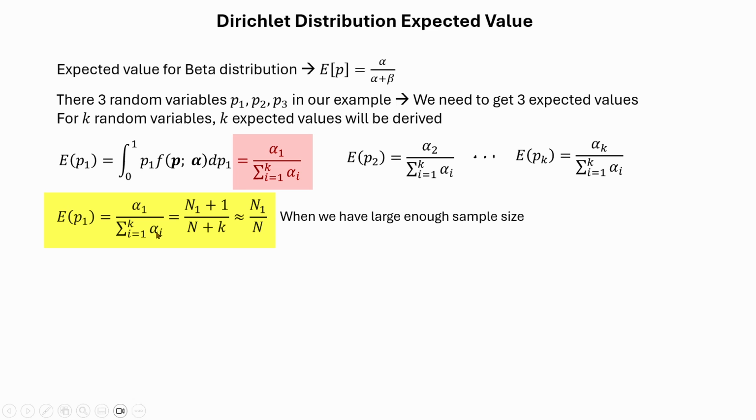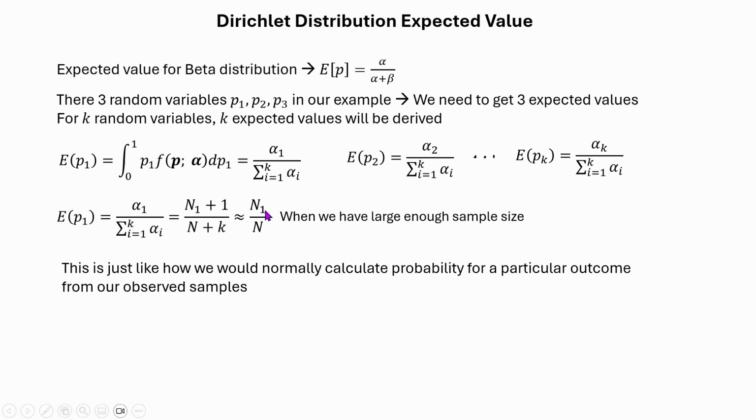And for alpha i, there are n1, n2, n3, all of those things. If we add all of those up, we get the total number of samples n. And for each of the k cases, we have plus 1, so we have plus k here. So when we have a large enough sample size, this will turn out to be n1 by n, because 1 and k are constants. So what is n1 by n?